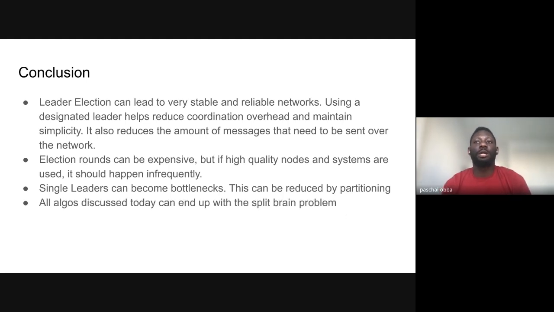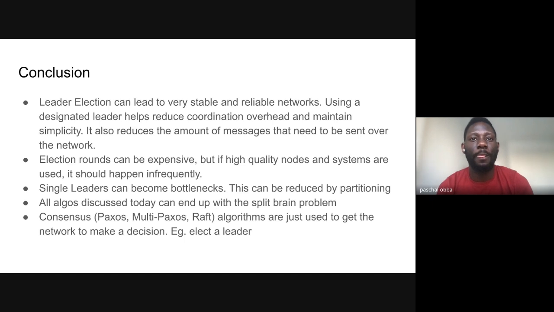All the algorithms discussed today can end up in the split brain problem, which is what I stated. So everything here isn't really managing or handling this situation properly. You can write extra code to cover the edge cases, but ideally, with the way they work at the moment, many of them will fall for the split brain problem, which is where Paxos and co. come in. Consensus algorithms like Paxos, multi-Paxos, and Raft are used to get the network to make a decision, for example, electing the leader. The difference between consensus algorithms and leader election is that consensus algorithms can do more than just elect the leader. Leader election is a small part of consensus algorithms.